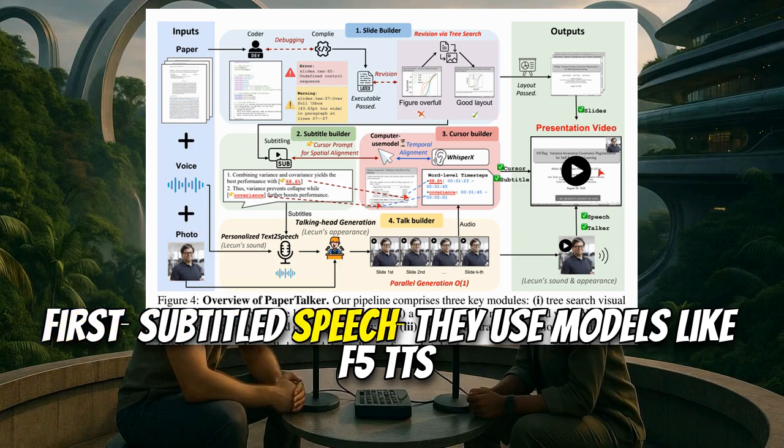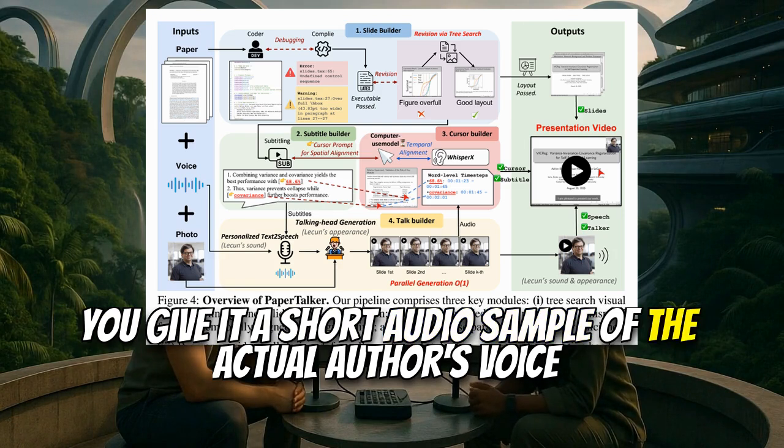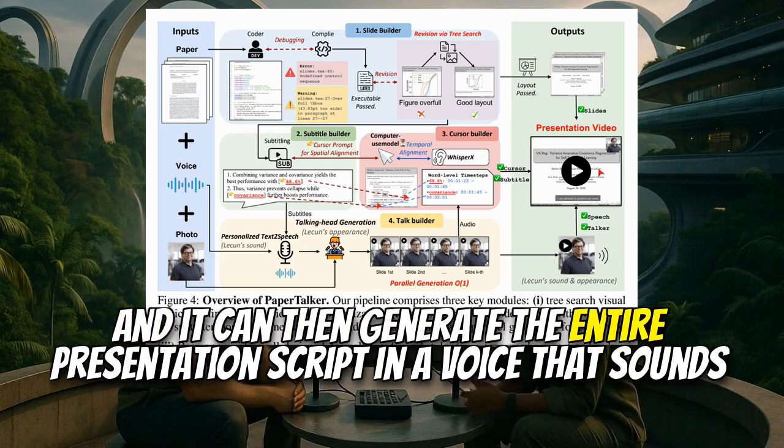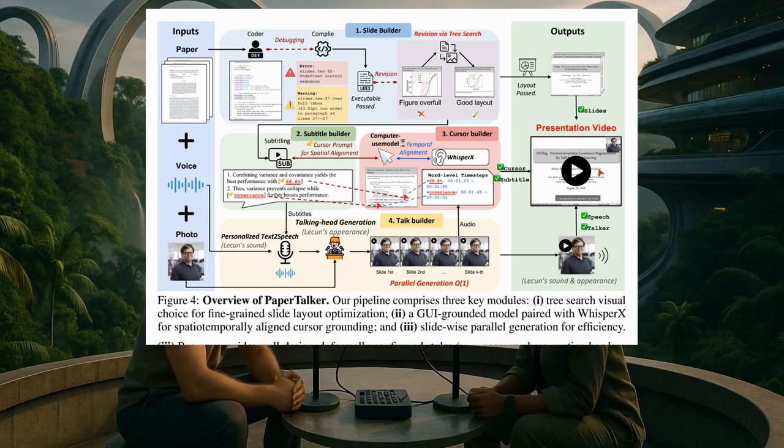First, subtitled speech. They use models like F5TTS. You give it a short audio sample of the actual author's voice. Just a sample? Yeah, just a few seconds, apparently. And it can then generate the entire presentation script in a voice that sounds like the author. Voice cloning, basically. Yeah. And the face.